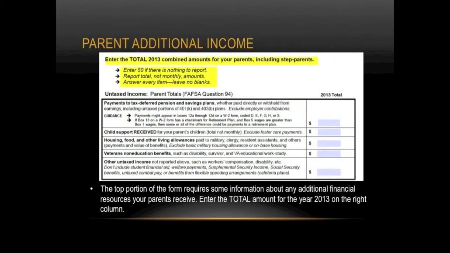The top portion of the form requires some information about any additional financial resources your parents receive. Be sure to enter the total amount for the year 2013 on the right column. Enter $0 if nothing is to be reported, and report only the yearly amount, not monthly. Answer every line, leave no blanks.